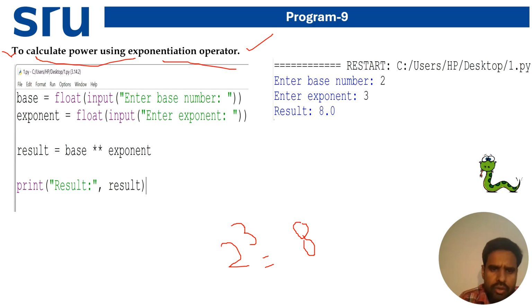How many inputs do we need? Two inputs. First is the base, and another is the exponent. So you take two inputs: first input base and second exponent. I'm taking a base variable. You can take a, and here you can take b, no problem. Base equal to float. Why am I taking float? Because it may be 2.5, 2.4, maybe 9.5, a decimal point.